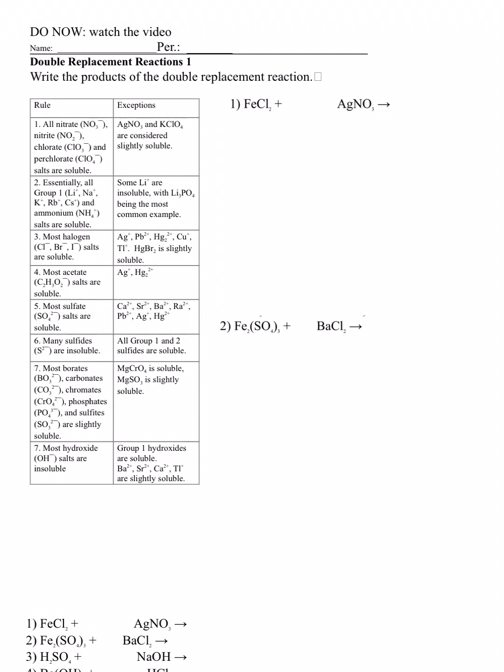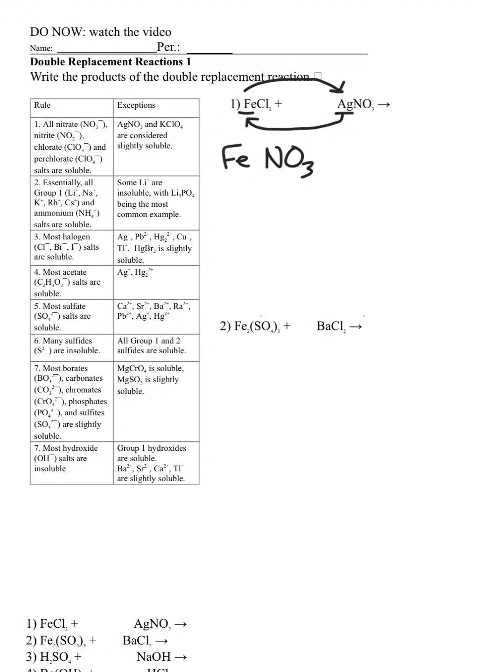So if you look at number one, what we're going to do is just look at what would be the products of a double replacement, meaning that iron is going to swap places with silver. So let's just write the products out. Iron nitrate. I'm not going to worry about the new formula for now.